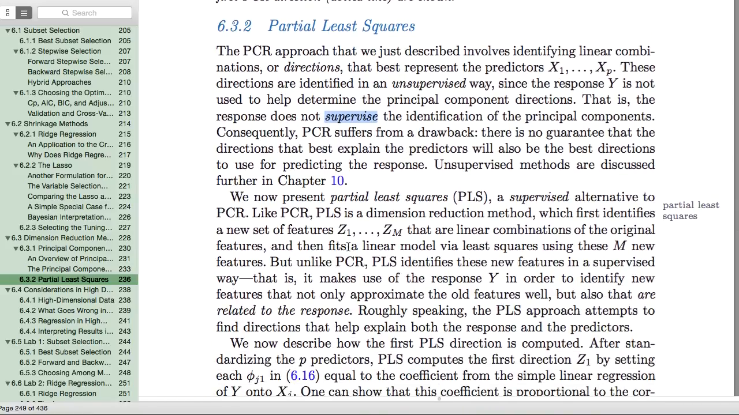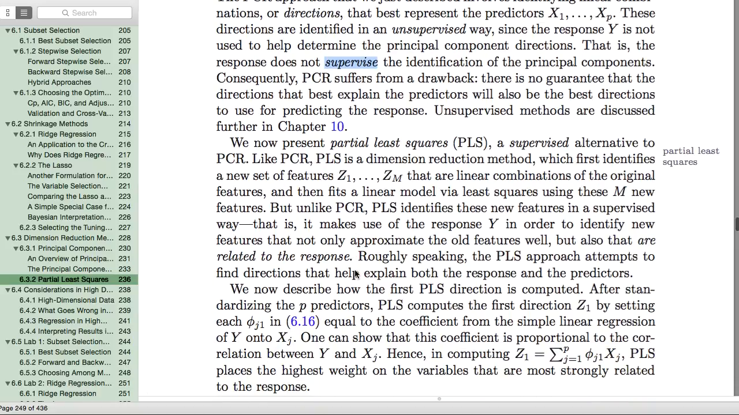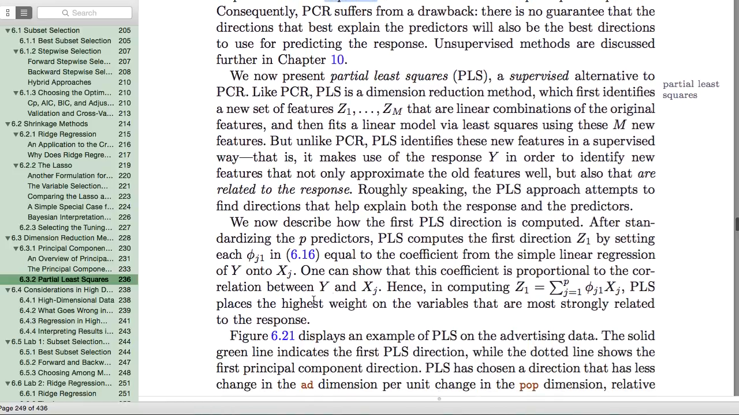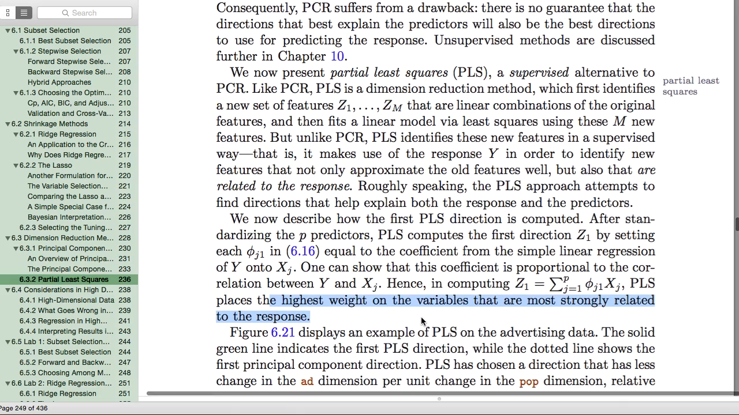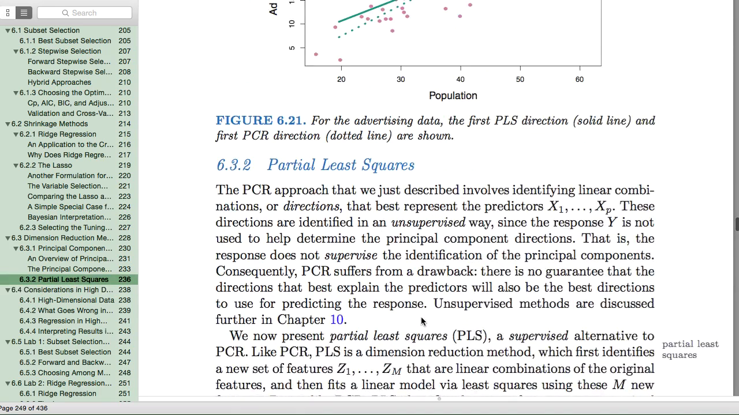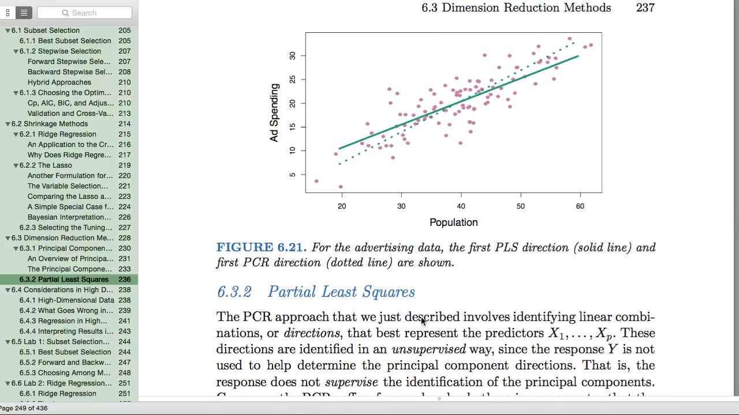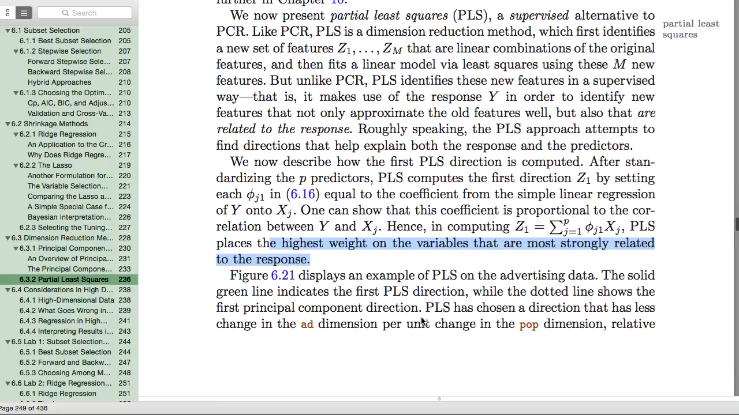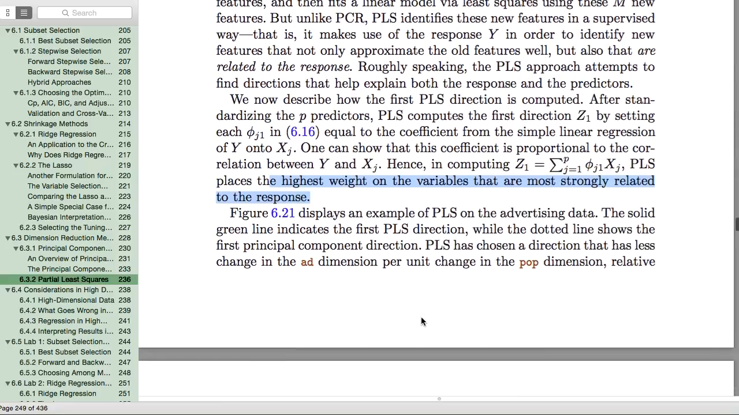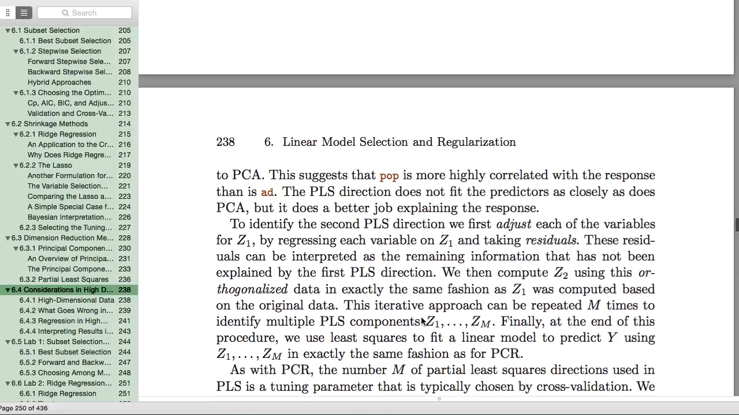Okay, but we end up fitting a model like the principal components regression model. And it should put the highest weight on variables that are most strongly related to the response. So this is very similar to principal components regression, and gives somewhat similar results, probably less studied and less used than principal components.